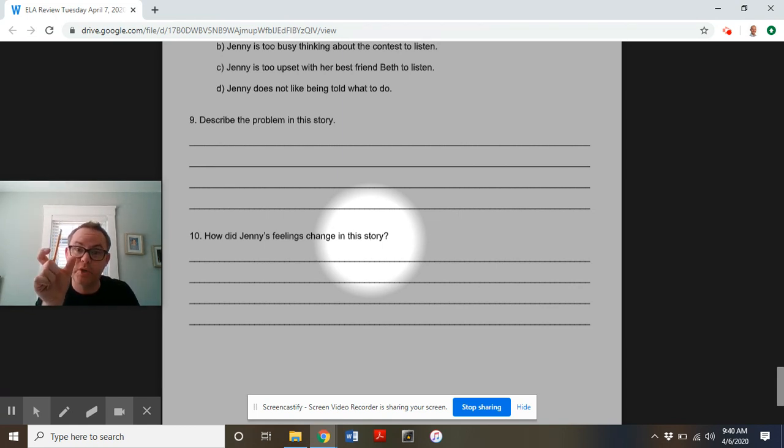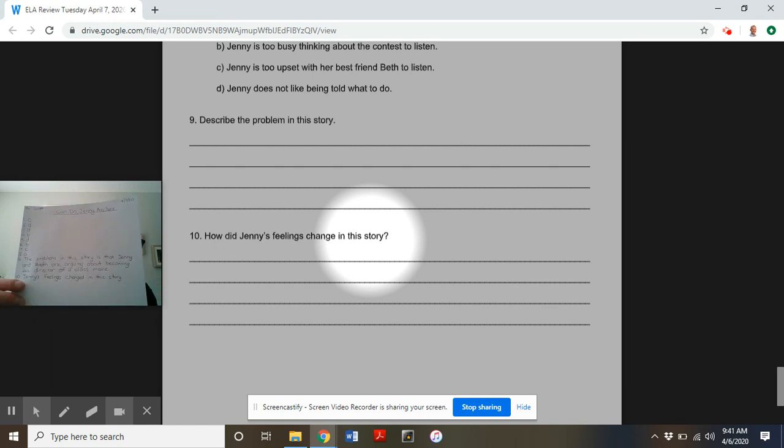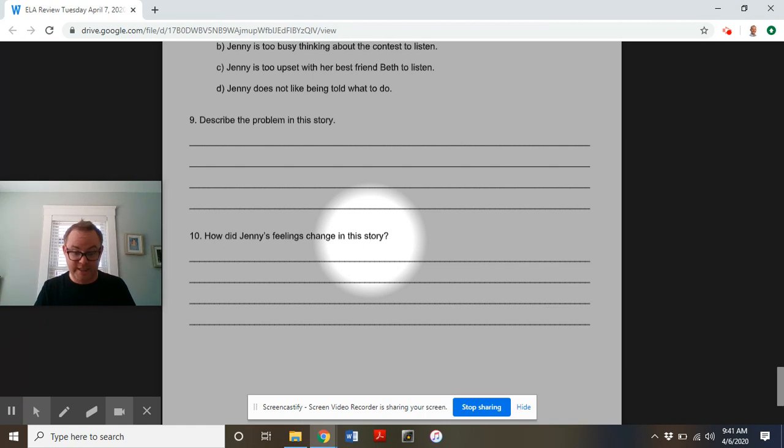So, how did Jenny's feelings change in this story? Once again, I'm going to use some of those words from the question to begin my answer, so everyone who ever reads my paper knows what the question is that I'm answering. Jenny's feelings changed in this story. Don't forget the apostrophe. I've gone a little bit fast there because I didn't want to make this video too long, but that's what it should look like. That is the beginning of the answer to question 10.